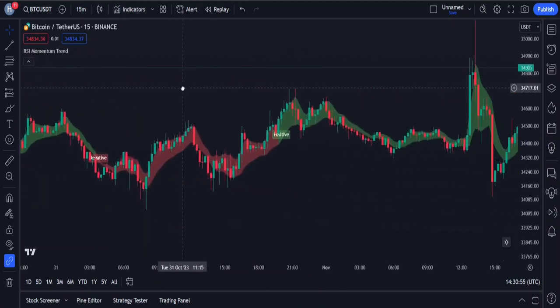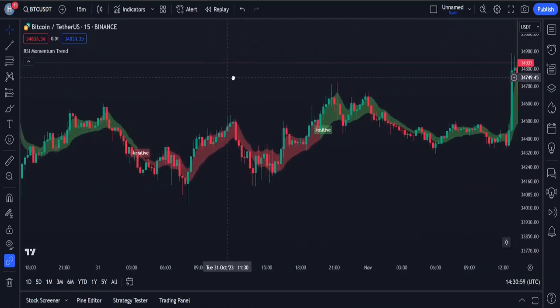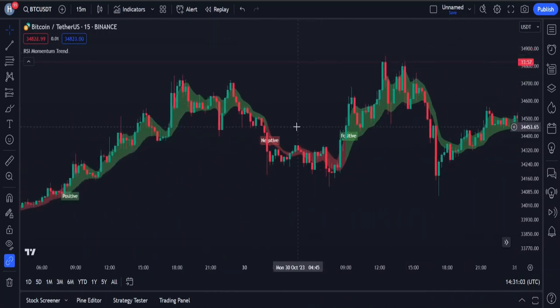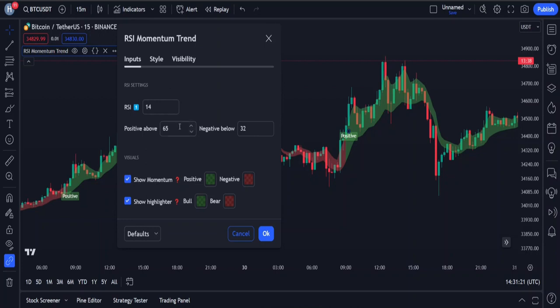The RSI Momentum Trend works by utilizing the Relative Strength Index RSI and a momentum threshold. It calculates the RSI and evaluates 2 momentum conditions, positive and negative. Once a momentum condition is met, it is visually shown on the chart so traders can know what direction the market is trending. If we click on Settings, we can see that we are able to adjust the positive and negative momentum values. For our strategy, the default settings are fine.